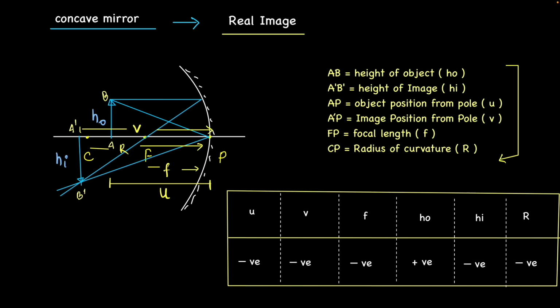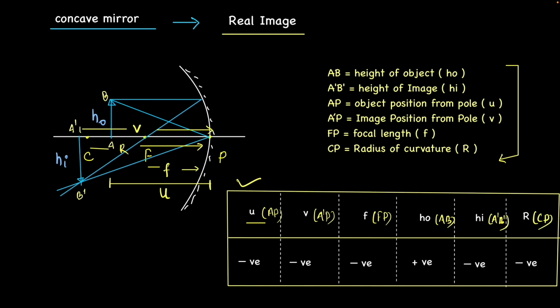Now we have to write down all the terms in this table. This is the u, it means that it's a distance between A to P. Here it is V, the distance between A dash P. F is the focal length, it's the distance between focus and the pole. Height of object is A to B. And this is A dash to B dash, and the radius of curvature is C to P.